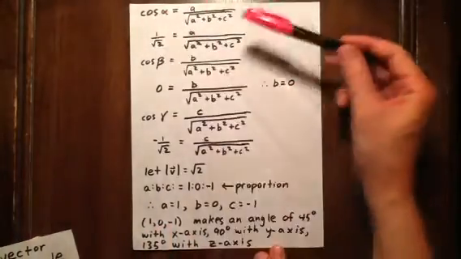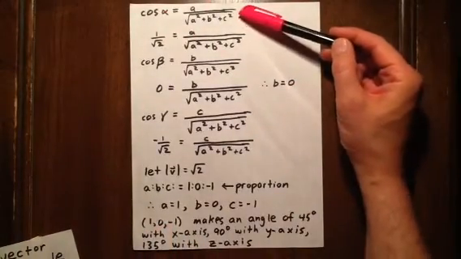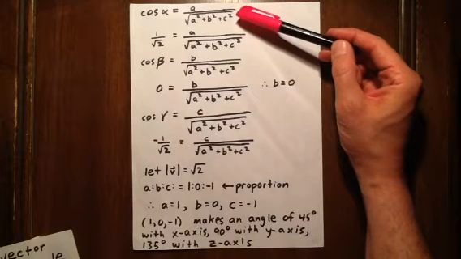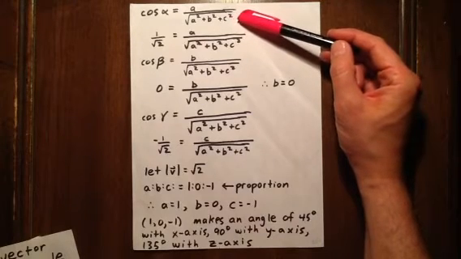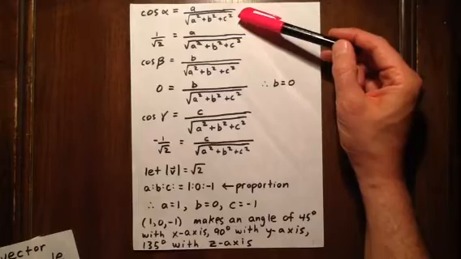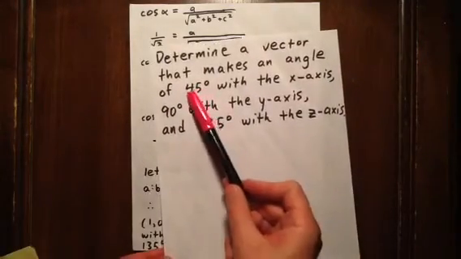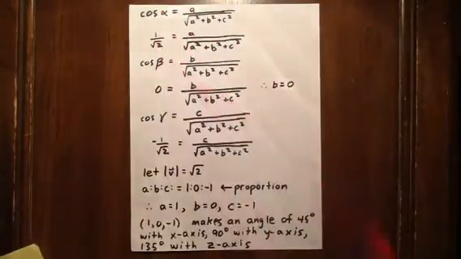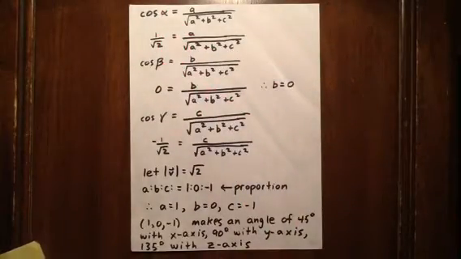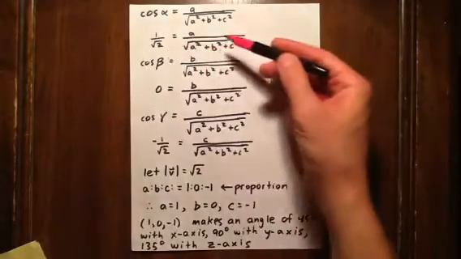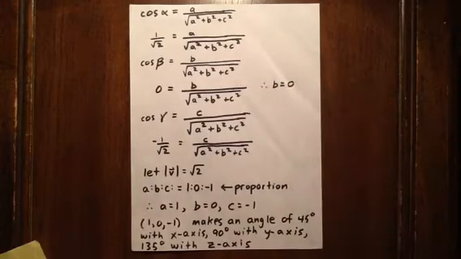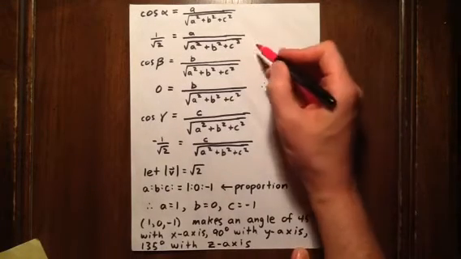The cosine of alpha is a over the magnitude, the square root of a squared plus b squared plus c squared. Well, alpha is 45 degrees with the x-axis. So the cosine of 45 degrees is 1 over root 2. So we can say that 1 over root 2 is equal to a over the square root of a squared plus b squared plus c squared. This is important.